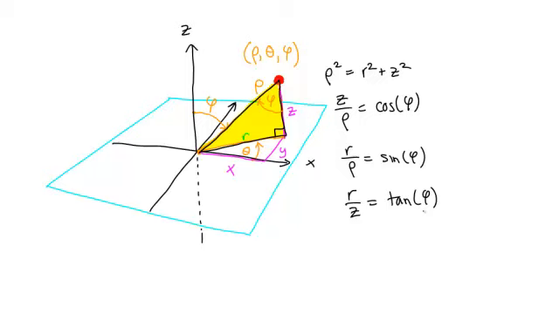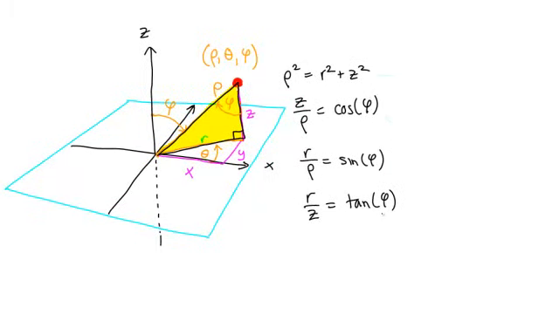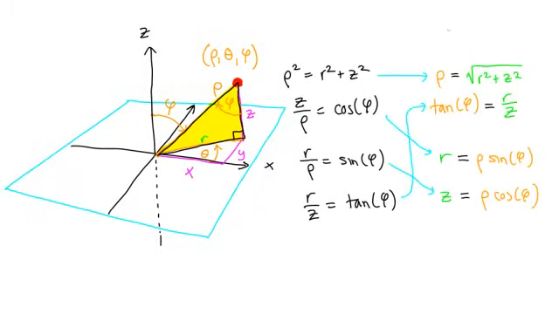So, if we rearrange some of these equations as follows, we would have rho is equal to the square root of r squared plus z squared. The tangent of phi is r over z. r is rho sine phi, and z is rho cosine phi.